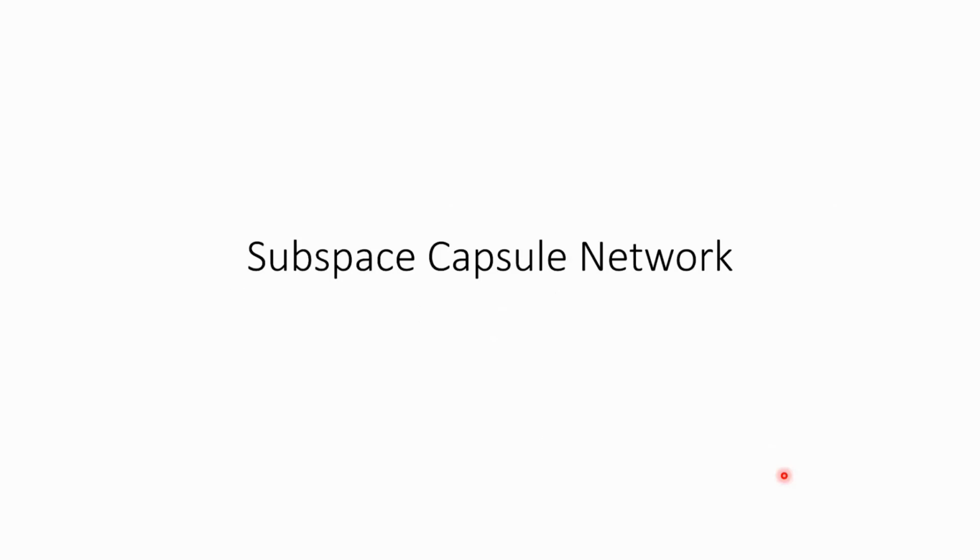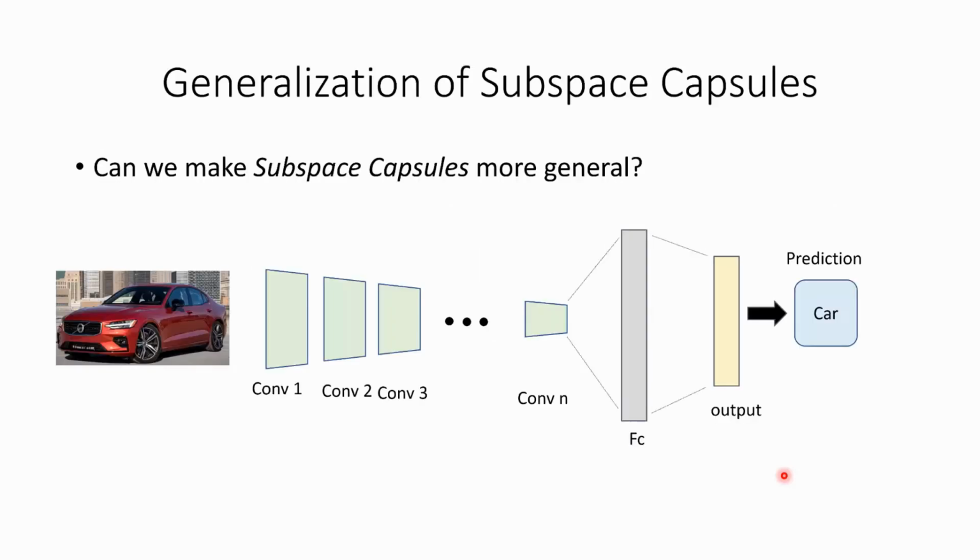Now we want to introduce the subspace capsule network. Basically, the idea is that, okay, capsule projection, orthogonal projection is good, but we only applied it on the last layer. So can we make it more general and apply it in other layers as well?